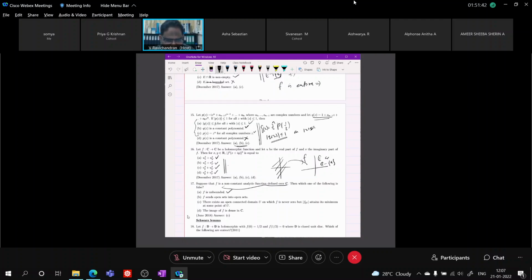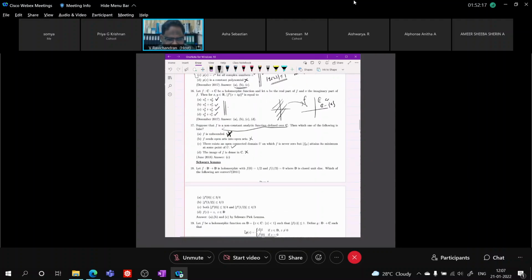Then the question is which one of them is false. So this cannot be false. This is true. So this is not an option for us. F sends open set to open set. That is the open mapping theorem. Whenever a non-constant analytic function, open sets go to open sets. Therefore, this cannot be false. So it will be true. And the image of F is dense in C because the closure of C is C, and C minus a point also has closure C. So this is also a correct option. So all the three things are correct, and therefore this should be the only option which is false. So even without reading what that option is, we can say that that is the option.